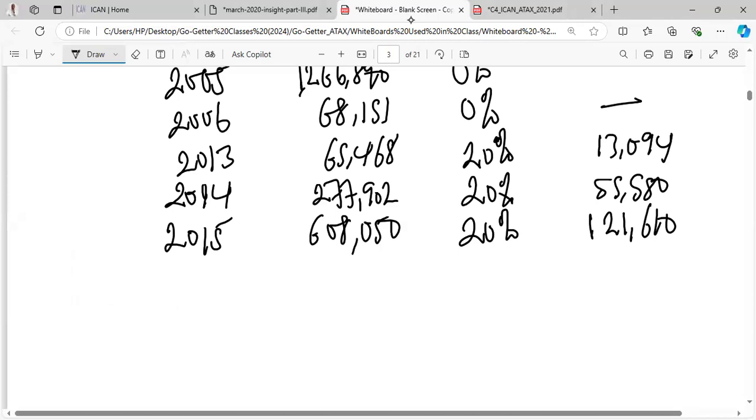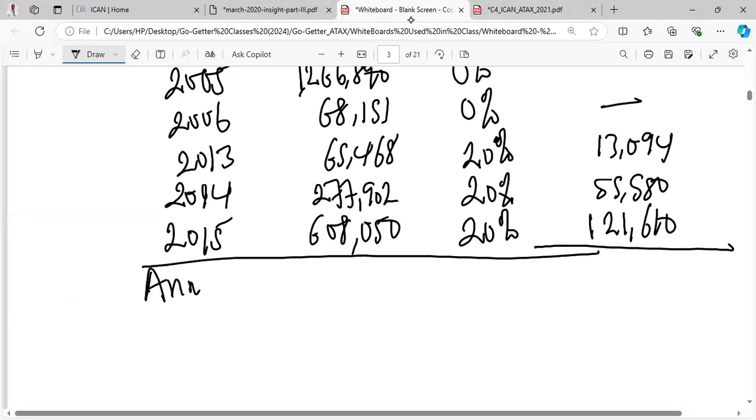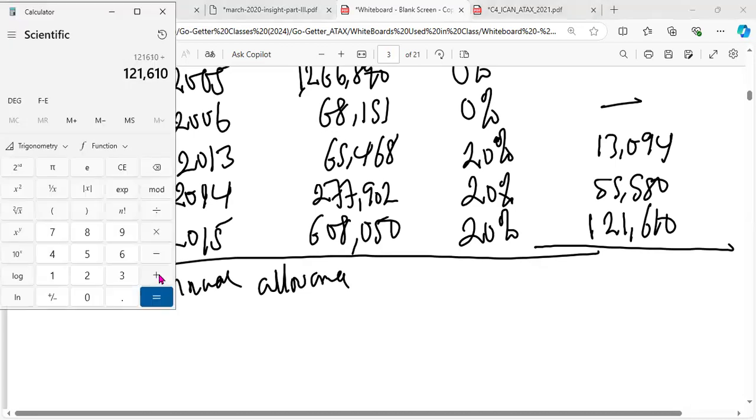So you add them up. This is annual allowance. We don't even prorate. So don't come and think about prorating. 121,610 plus 55,580 plus 13,094. Now this is your annual allowance, 190,284.